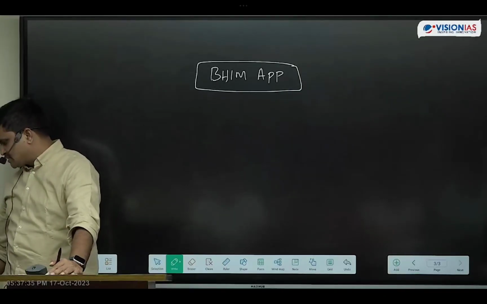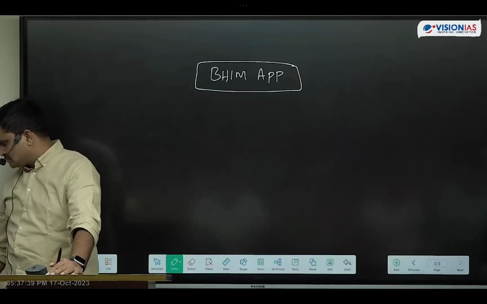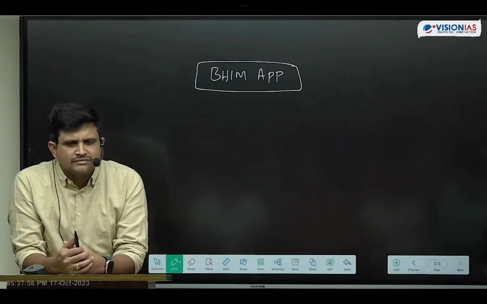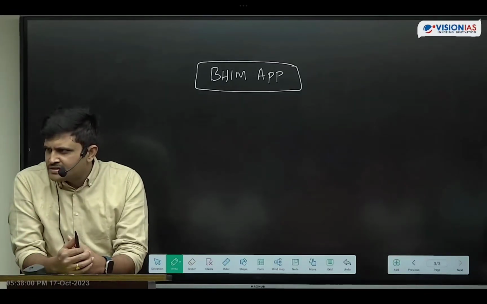So almost many people are using this Beam app now. What benefit are we getting from it? Safe, secure transactions. Is it only safe, secure transactions? Other than that, faster and reliable transactions.